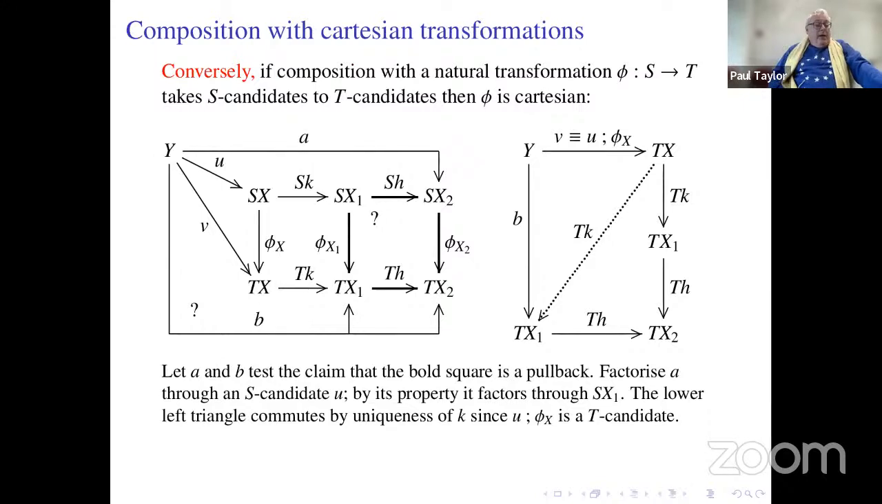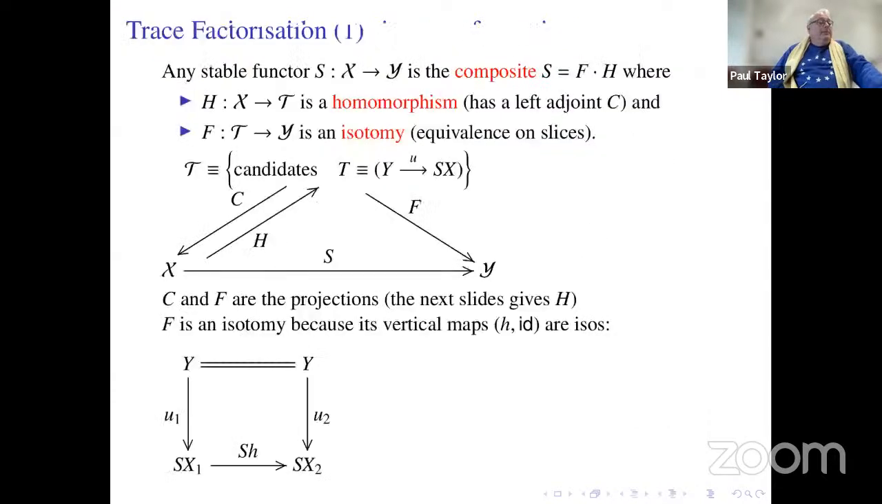So the bold square is, we're testing whether that's a pullback and assuming that this composition on the left-hand side turns S candidates into U candidates. I'll leave for you to study my slides and find out the proof yourself. Right, so this is a lemma towards the theorem that we're getting to.